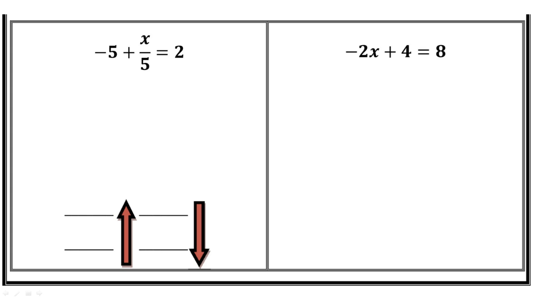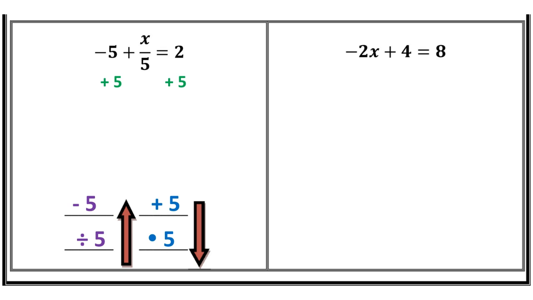Let's try a couple problems. The first one, I am dividing by 5, then subtracting 5. Even though it's negative 5 plus x over 5, I can read that as minus 5. I could rewrite this equation as x divided by 5 minus 5. So I'm dividing by 5, and then I'm subtracting 5. How do I undo this? I add 5 and multiply by 5.